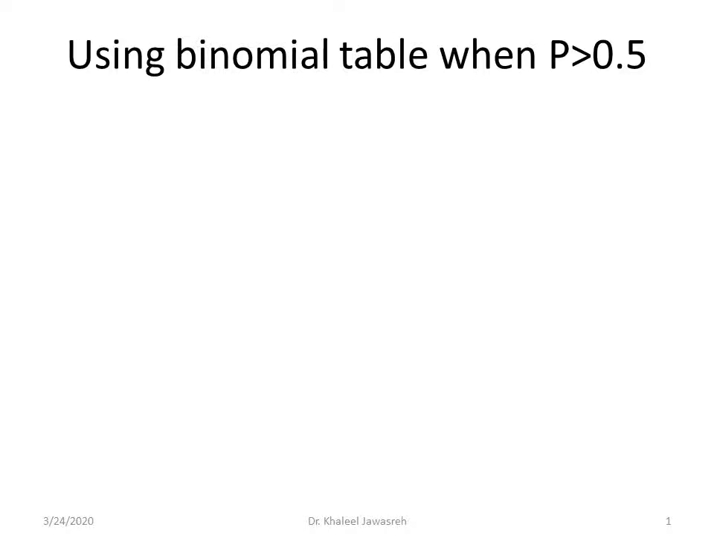If you return back to the binomial table, as I said previously, it's a cumulative frequency. The table gives us the probability for p less than 0.5. Now, how can we solve the problems that have probabilities of more than 0.5? Since the table doesn't give us the probabilities of more than 0.5.